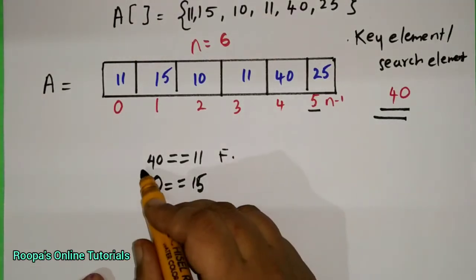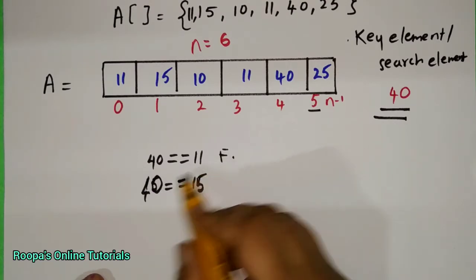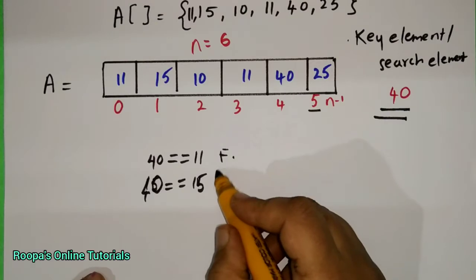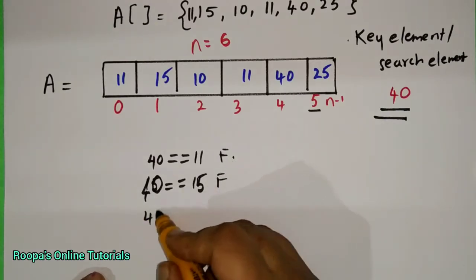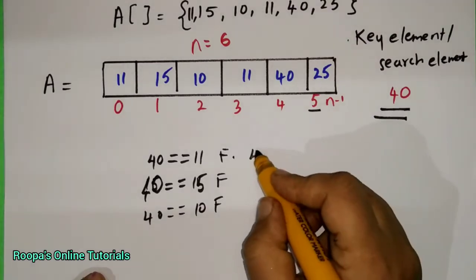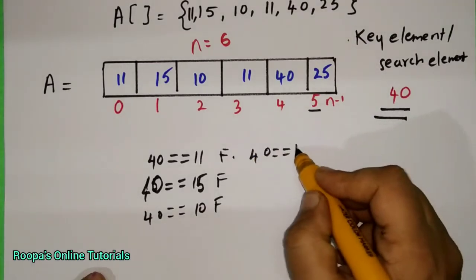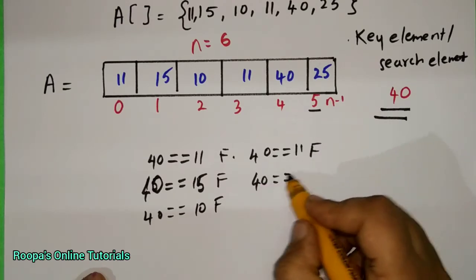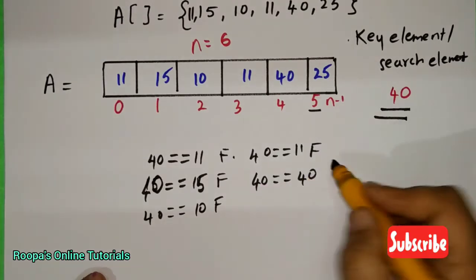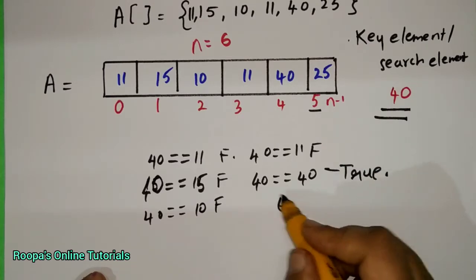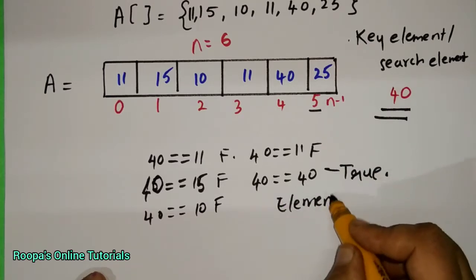Okay, first we will compare 40 is equal to 11. Second time we are going to compare 40 is equal to 15. Again that is false. Next time we will see is 40 equal to 10. Again that is false. Next we will say 40 is equal to 11. That is also false. Is 40 equal to 40, the fourth element? That is correct, that is true. So that means what? The element is found.